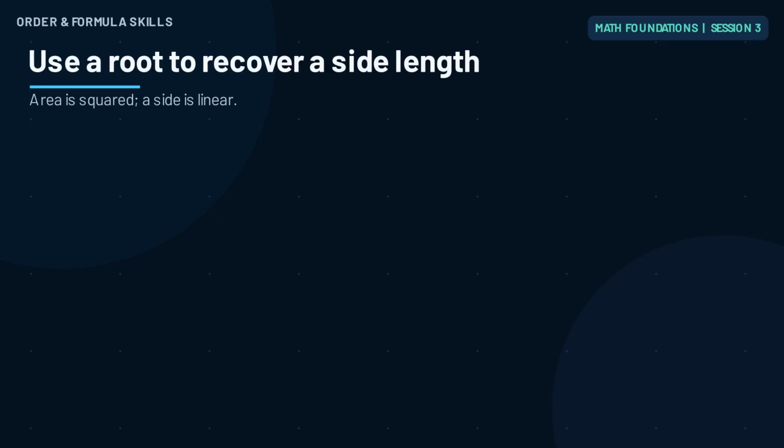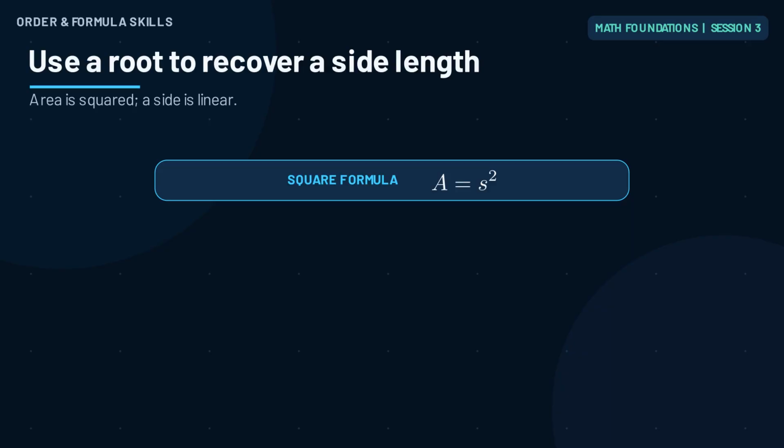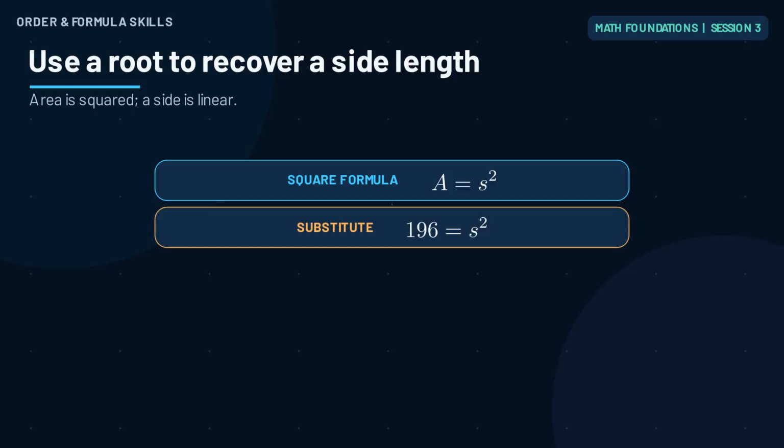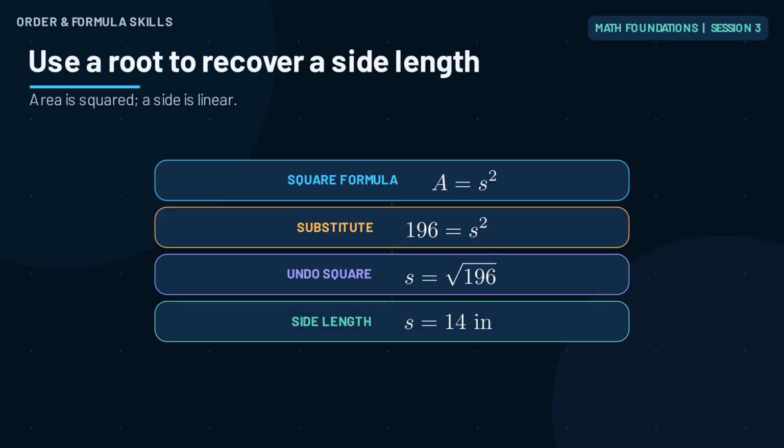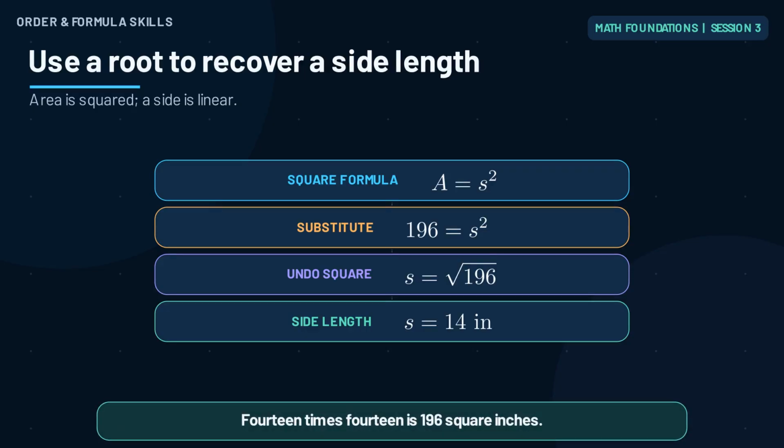Exponents and roots appear naturally in geometry. A square has area equal to side squared. If the area is 196 square inches, write side squared equals 196. Undo the square with the square root. The side length is the square root of 196, which is 14 inches. Check by multiplying 14 by 14 to recover 196. Notice the units. Area uses square inches, while the recovered side is a linear measurement in inches.